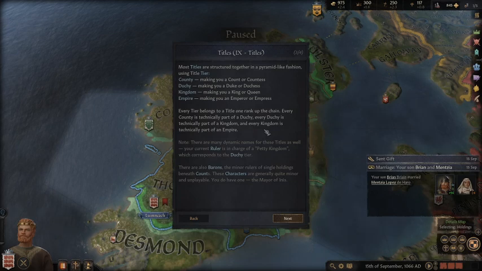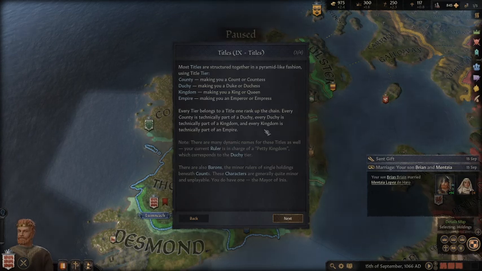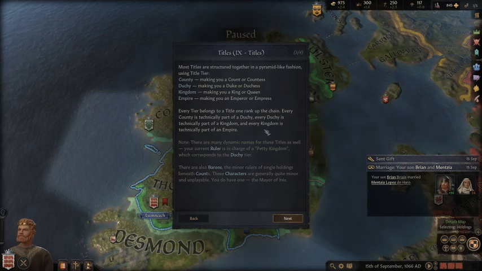The current ruler is in charge of a petty kingdom, which corresponds to the duchy tier. There are also barons, the minor rulers of single holdings used beneath counts. These characters are generally quite minor and unplayable. You do have one, the mayor of Enos.